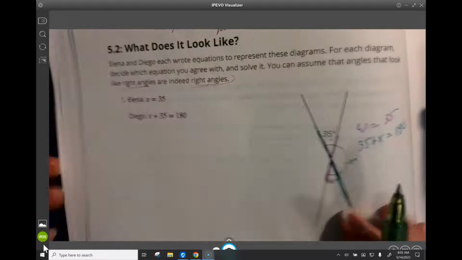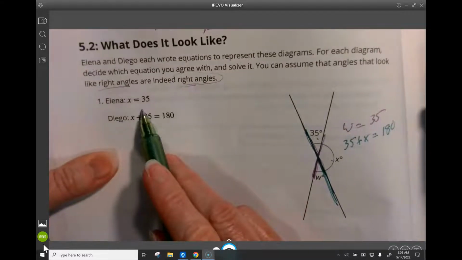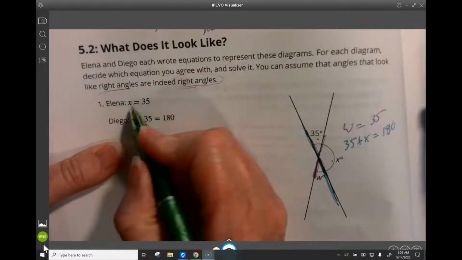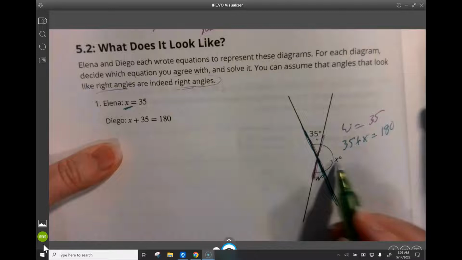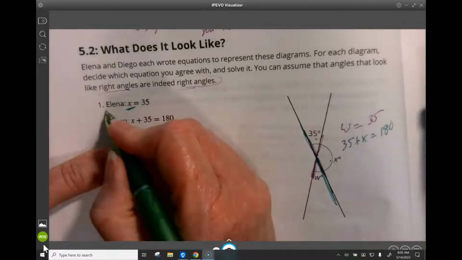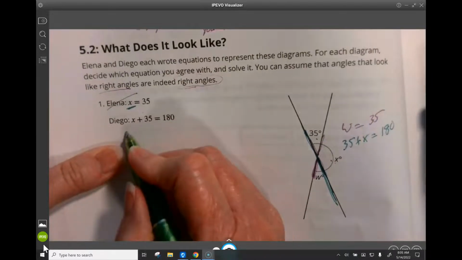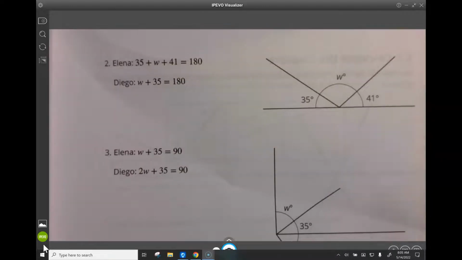So I can make those two statements. Let's see if Elena or Diego say either one. Yep. Oh, wait a second. Elena said X equals 35. X doesn't equal 35, it's W. Elena's wrong. We agree with Diego. Yay, Diego. Okay, next one.